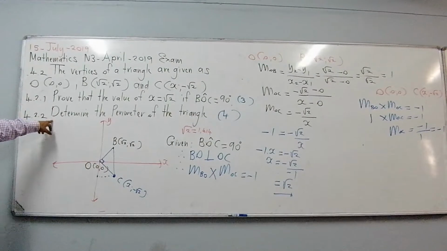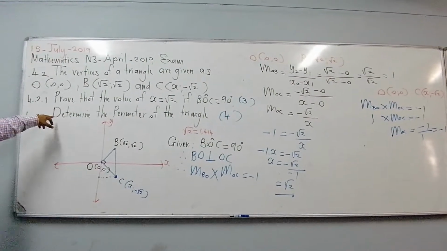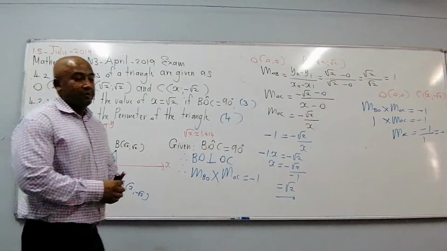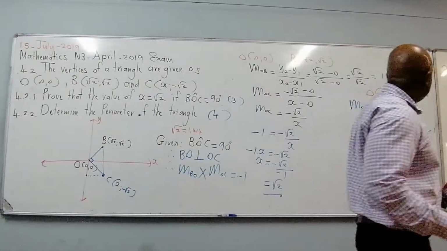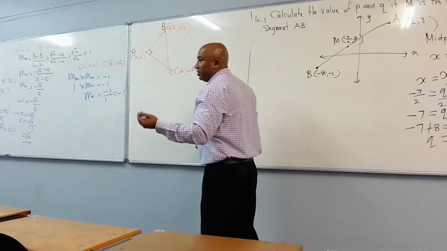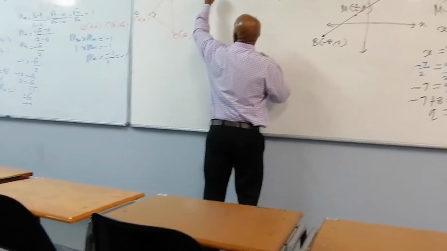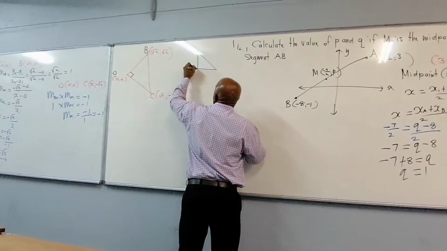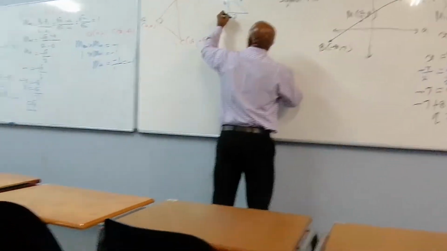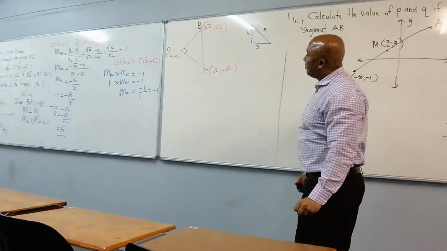The next question, let's just finish this quickly, alright? Determine the perimeter of, oh, this one is 4 marks now. Determine the perimeter. Perimeter. So, how do we work out the perimeter? So let's say if I have a triangle like this here. What is the perimeter of this triangle?